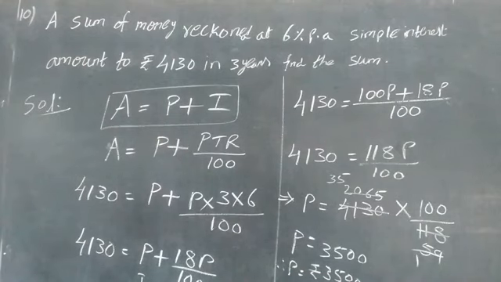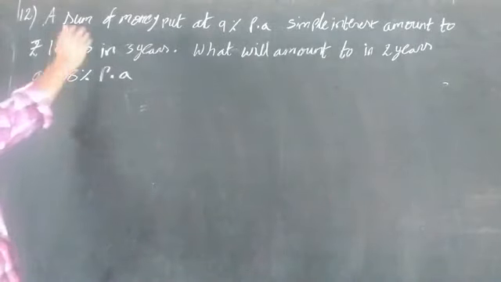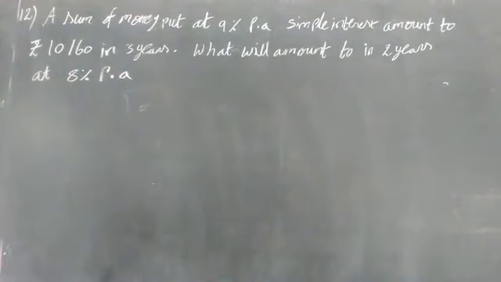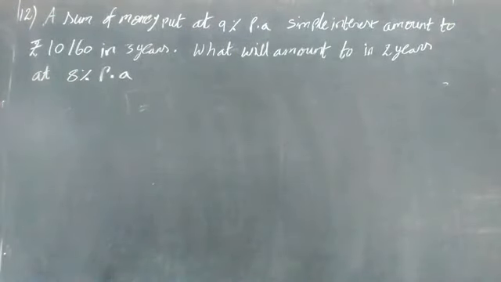The next question is here. See this question, the last question for our chapter. A sum of money put at 9% per annum simple interest amounts to 10,160 in 3 years. That means he put that amount in the bank. How much he put is not mentioned, but he collected 10,160 after 3 years. In 2 years at 8% per annum, what amount will he get? If he takes it for 2 years at 8% per annum, how much money will he get? We have to find it.